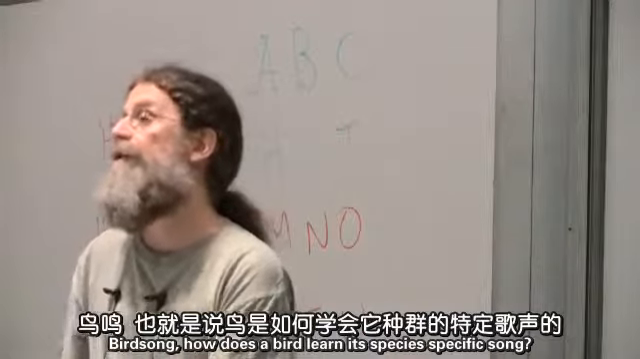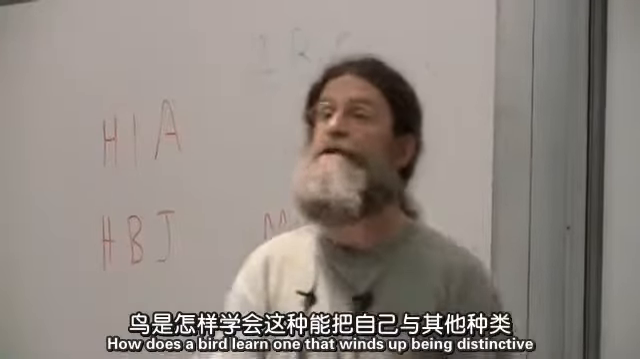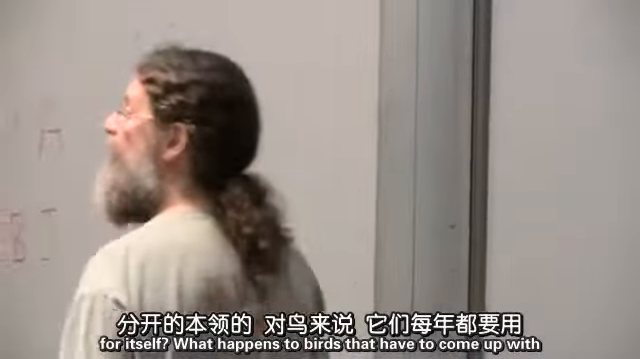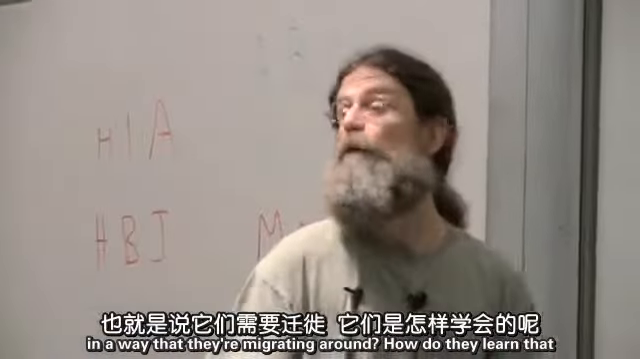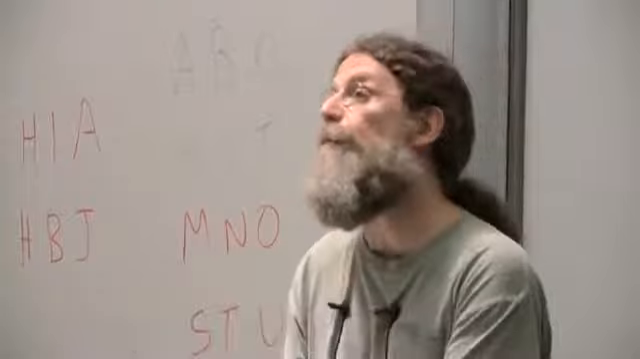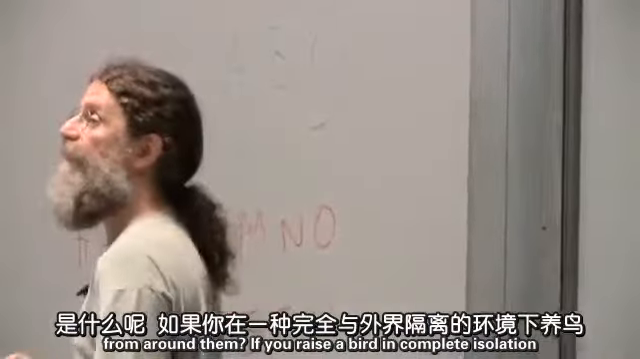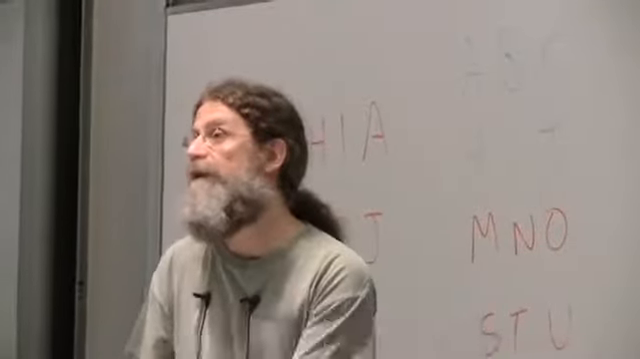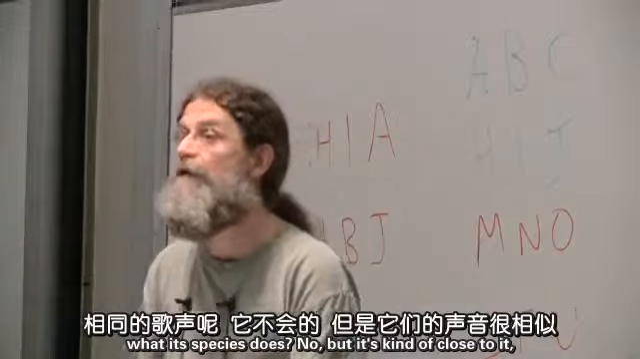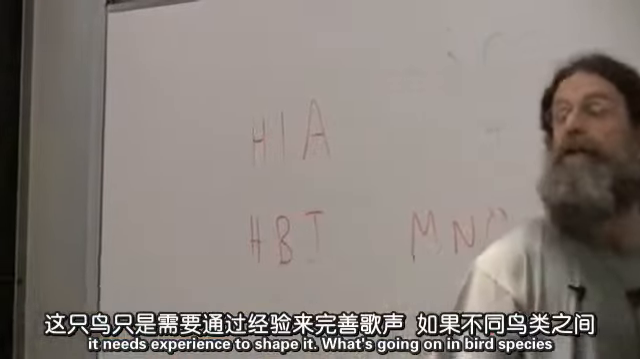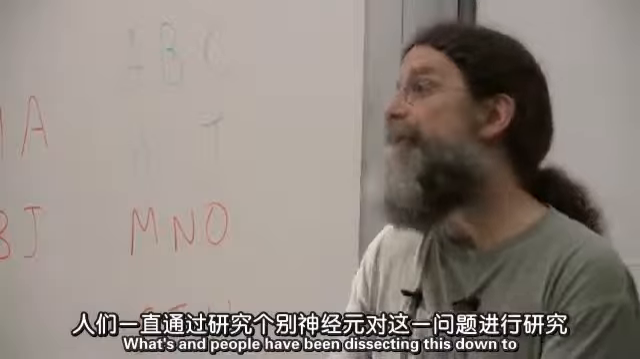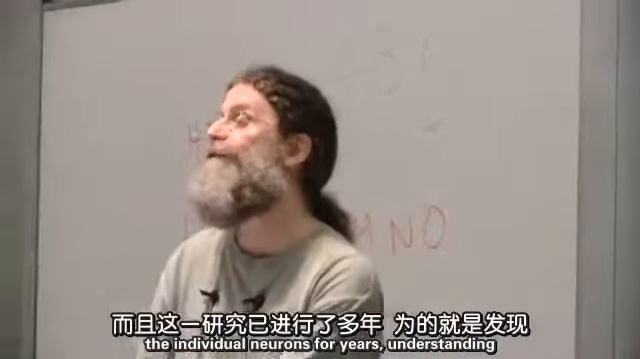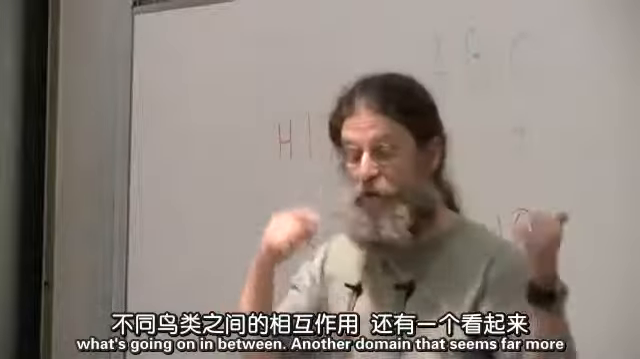Bird song: how does a bird learn its species-specific song? How does a bird learn one that winds up being distinctive for itself? What happens to birds that have to come up with a new song every year because they're seasonal breeders who are migrating around? How do they learn that? What sort of sensory stimulation do they need from around them? If you raise a bird in complete isolation, does it come up with exactly what its species does? No, but it's kind of close. It needs experience to shape it. What's going on in bird species like myna birds that imitate the sounds of other birds? People have been dissecting this down to the individual neurons for years, understanding what's going on in between.